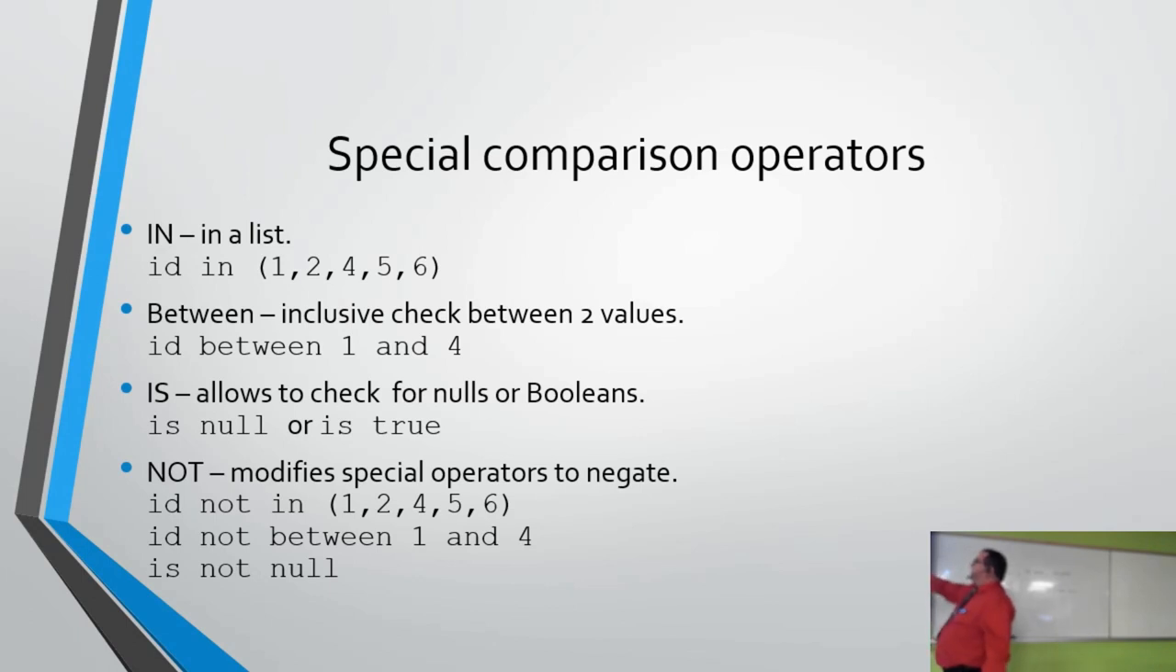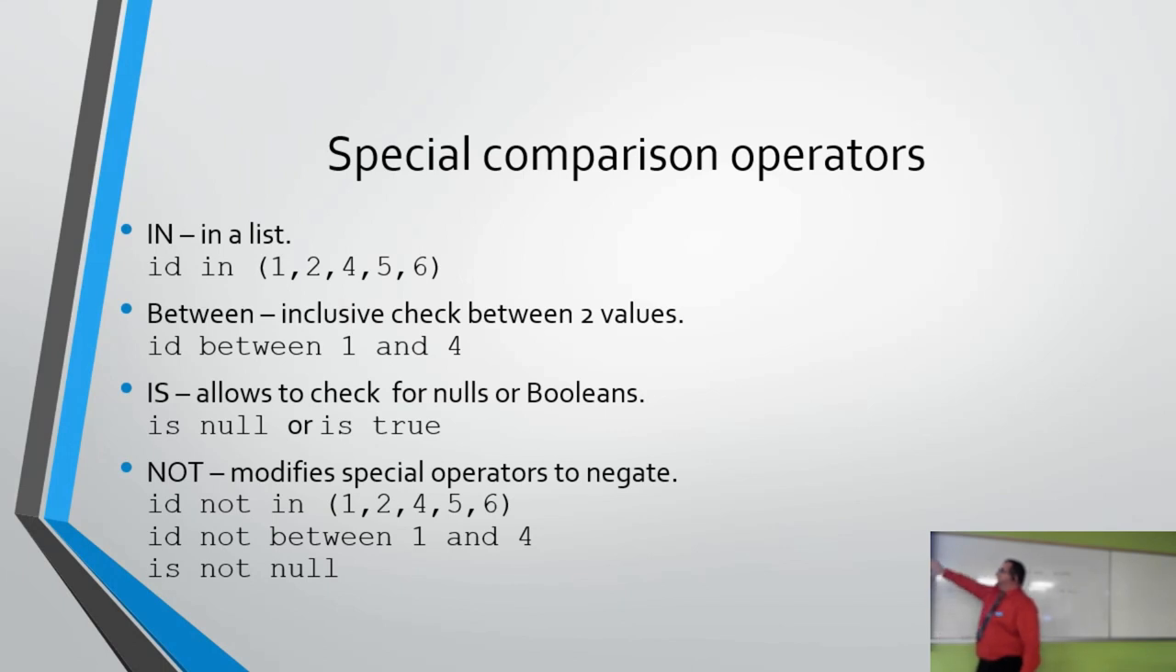There's the is statement, which allows you to check for nulls. For nulls or booleans, is null, is true, because something is never equal to null. It's impossible to be equal to null because it's null. You cannot be equal to something that doesn't exist. The only thing that can be equal to something that doesn't exist is something else that doesn't exist. It's impossible. So you can say, is it null? Is it not null?